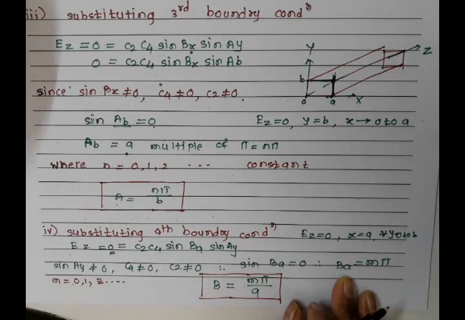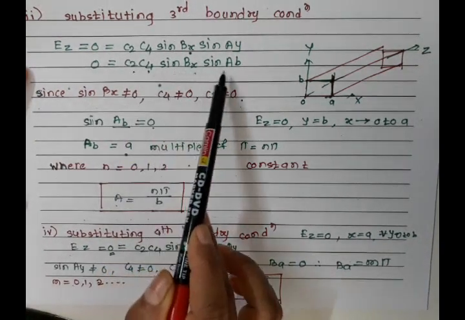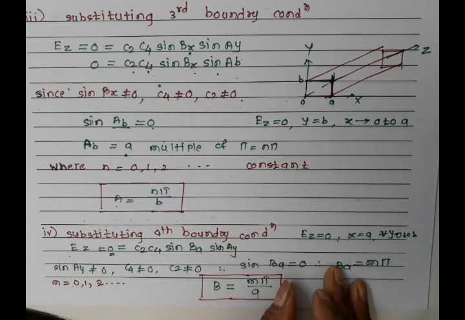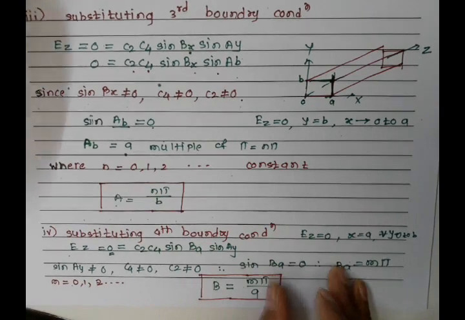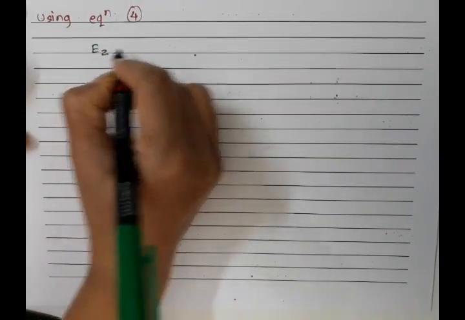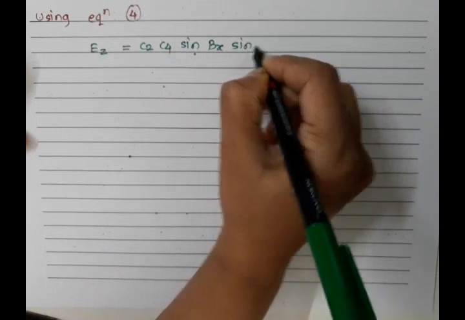Now we have got one equation after applying two boundary conditions, C2 C4 sin Bx and sin Ay. So I'll use this equation again. We have given this equation as equation number 4. So using equation 4, and that equation number 4 is nothing but Ez is equal to C2 C4 sine of Bx and sine of Ay.